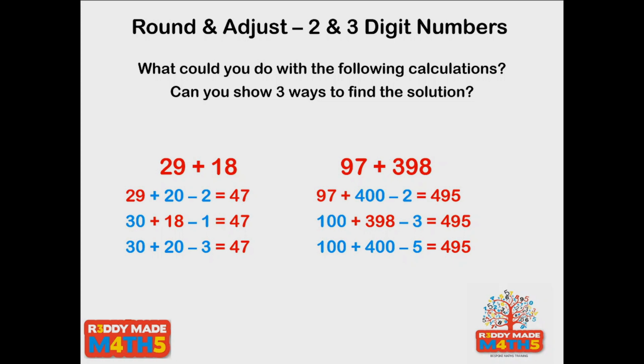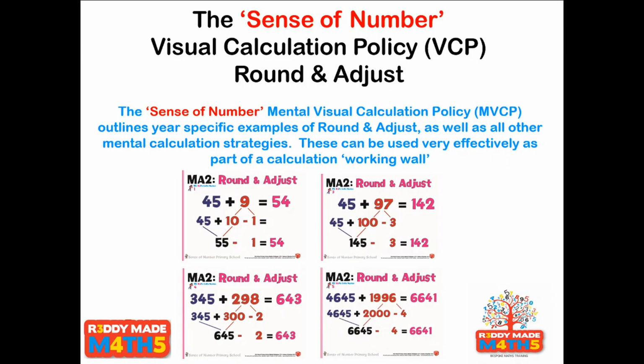How much easier are we now finding mental calculation after 3 days of developing different strategies? As we looked at yesterday, the sense of number visual calculation policy, or the MVCP, does have examples of round and adjust. We looked yesterday at the examples of double and adjust, and it does also have many examples for number bonds as well. The examples in the visual calculation policy are, obviously, mental arithmetic, abstract jottings. We do need to, as we've been showing all day, demonstrate to the children first with apparatus.